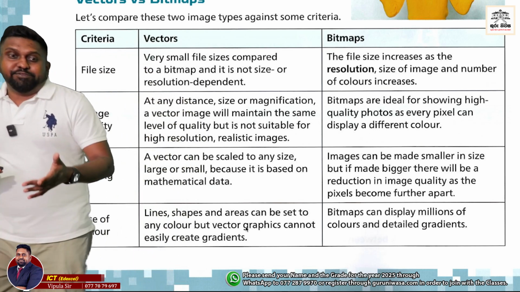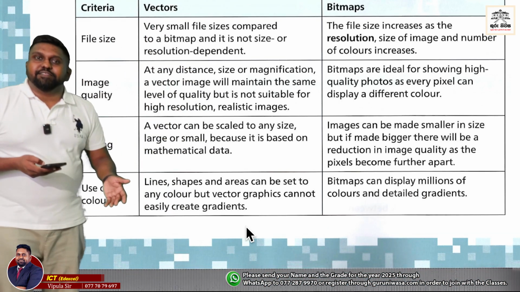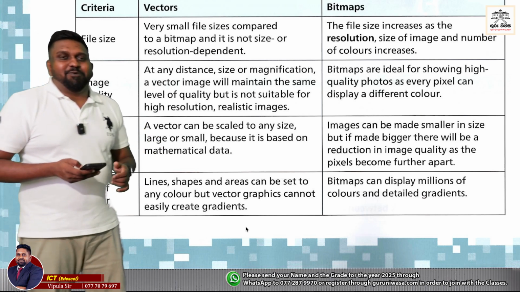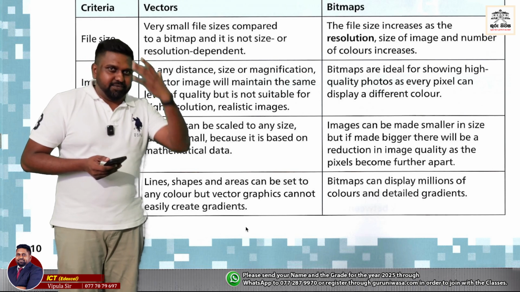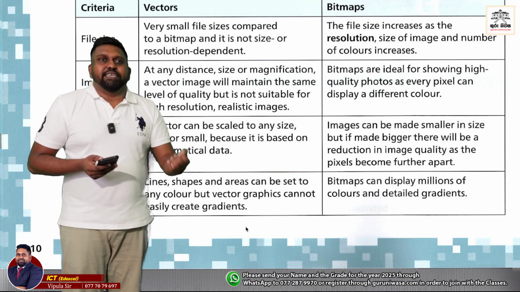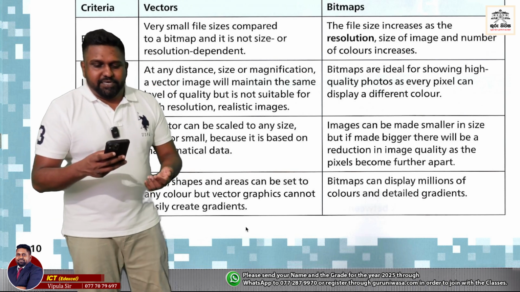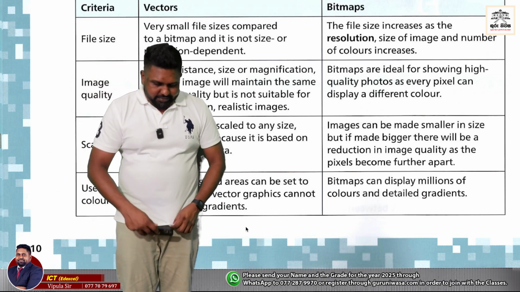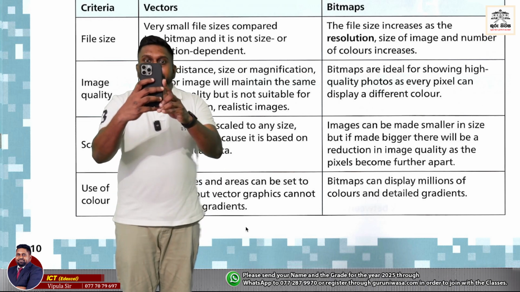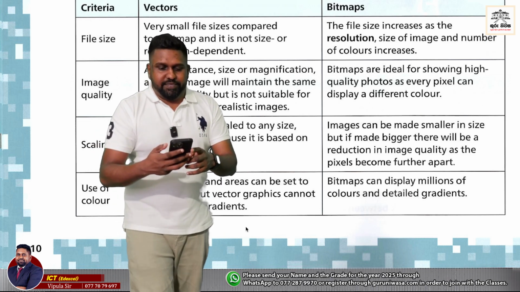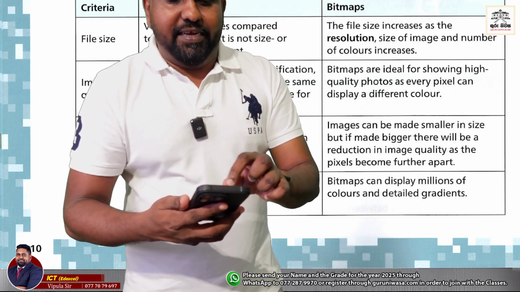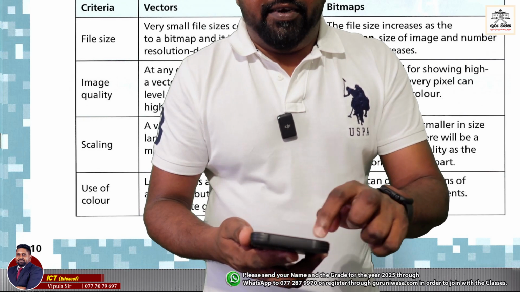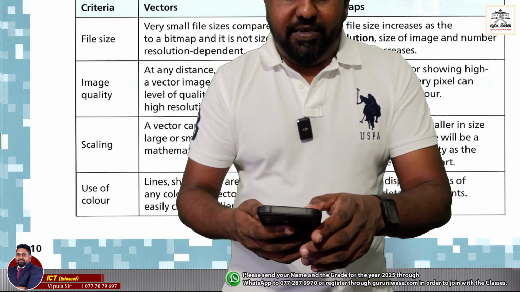But bitmaps can display millions of colors, again, since they are small pixels. So you can actually take a picture as it is, and then you can zoom in. An example is what I can show you now. If I take a picture from my camera right now, and if we check it out, you can literally zoom in.